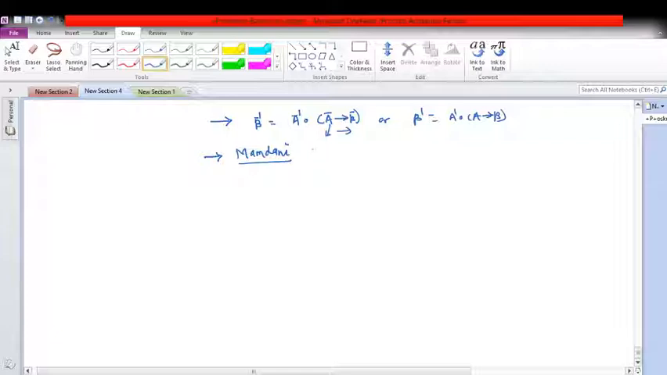This was all we saw for only one antecedent and one rule. So let us divide it into different cases. First let me take a single rule and single antecedent.